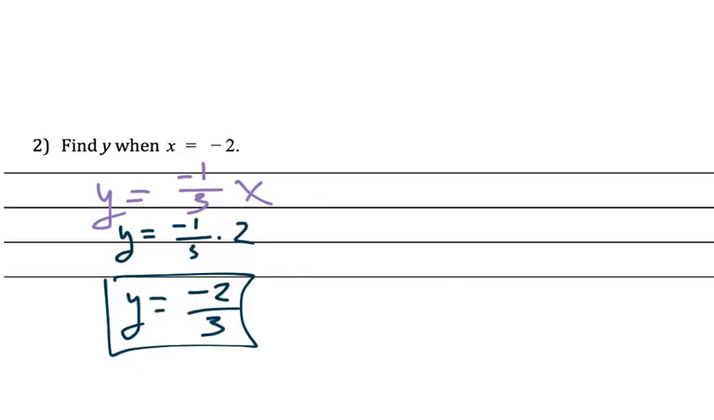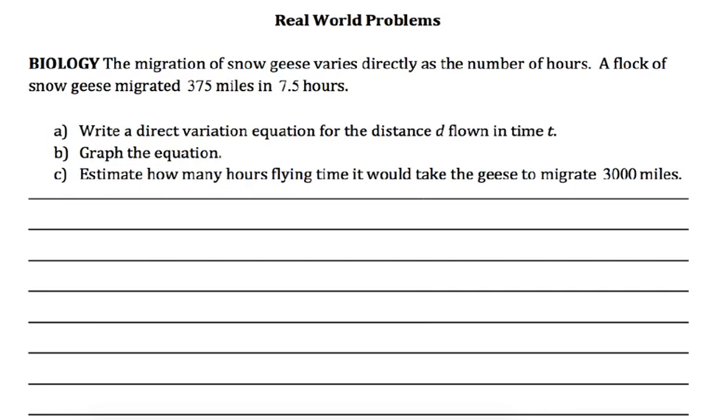When we plug in a value of negative 2, negative 1/3 times negative 2 becomes 2/3, and you are done with that problem. The only thing that remains is to talk about some real-world problems. And if you were to come to a quiz question where it says you have to write a direct variation equation, you can't skip that step.